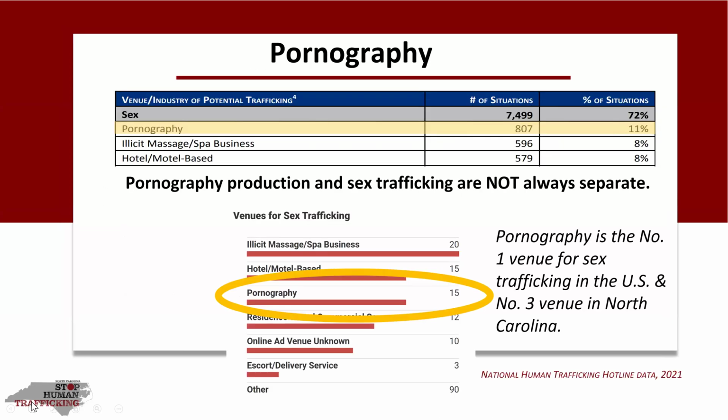Pornography is another contributor. Pornography production and sex trafficking are not always separate. Pornography is the number one venue for sex trafficking in the US, according to the National Human Trafficking Hotline, and the number three venue in North Carolina. Just so we're on the same page, this is according to the National Human Trafficking Hotline, but it's kind of stunning because the common idea around pornography is that it's a regulated industry, that these folks are doing this because they want to, but the numbers show that that is not the case.